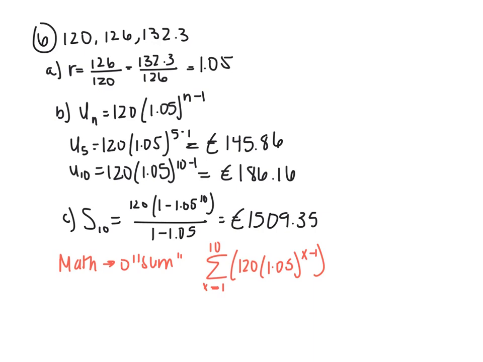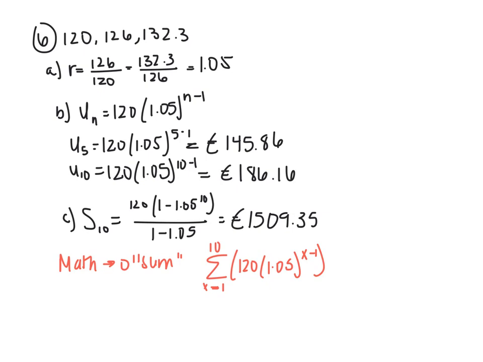Question number 6 is another Chapter 7 problem, with geometric sequence and series this time. So they tell us that Martha is putting money into a savings account for her son, and every birthday she deposits money into the account. So the first birthday she puts in 120 euros, on the second one 126 euros, and on the third 132.30 euros. For part A, we want to explain why the common ratio is 1.05.